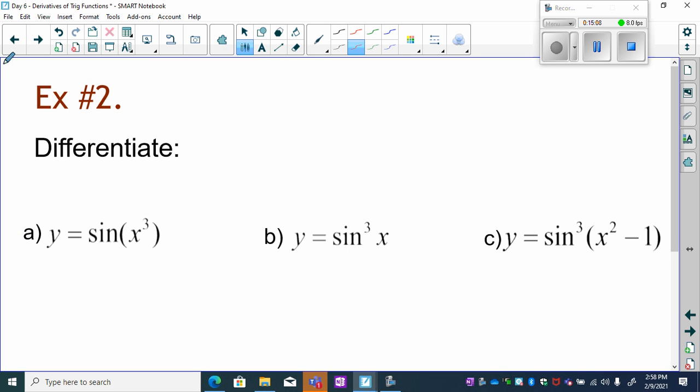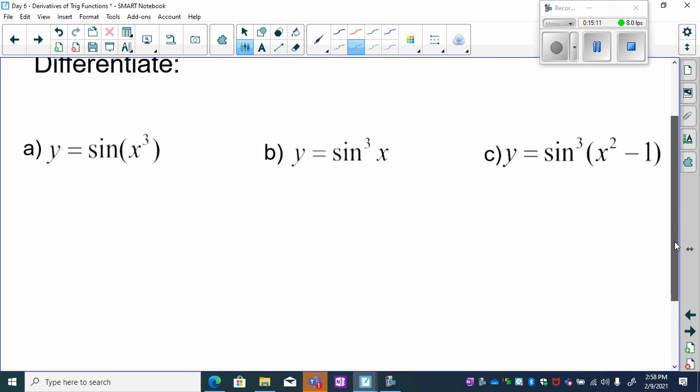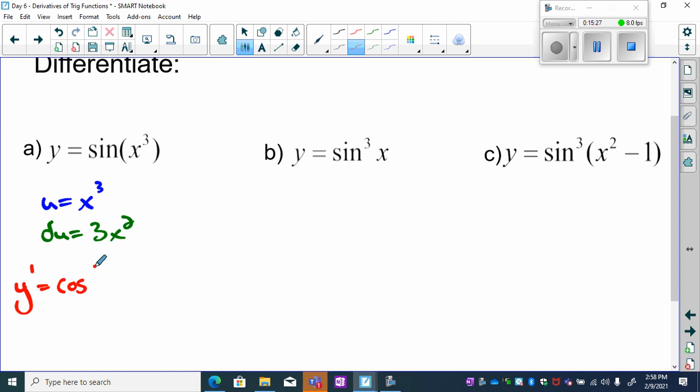Try a couple more. They get a little trickier as we move along. In this case, my u value is x cubed. The derivative of u would be 3x squared. Y prime is going to equal cosine u times du. So it's the cosine of x cubed times 3x squared. Again, in simplest form, this becomes 3x squared times the cosine of x cubed. Okay, I'll just write the 3x squared in front.